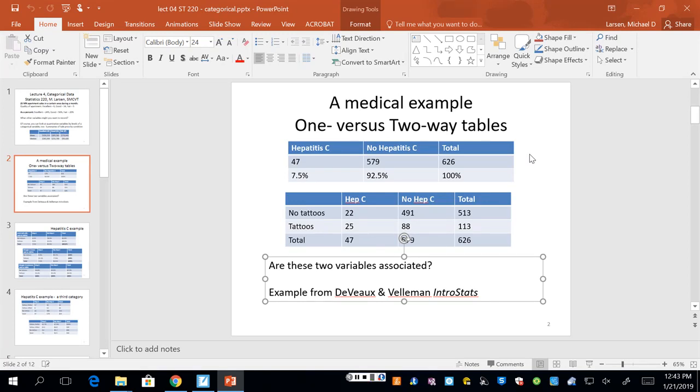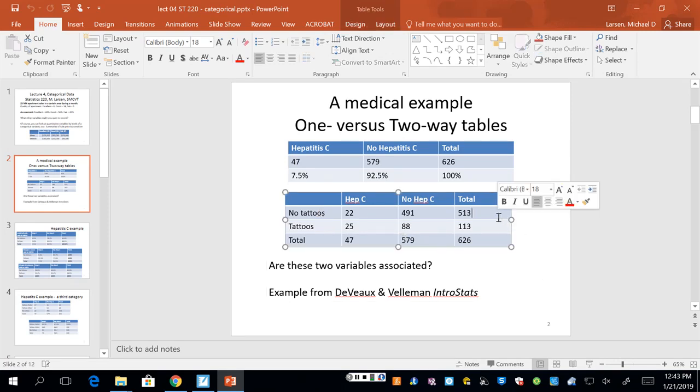So in this study, about 7.5% of the individuals had hepatitis C and the others didn't. So what is related to people having this? The other variable they had was whether people had tattoos in the sample. I don't know if they did a full examination of them or just asked, do you have any tattoos or not?